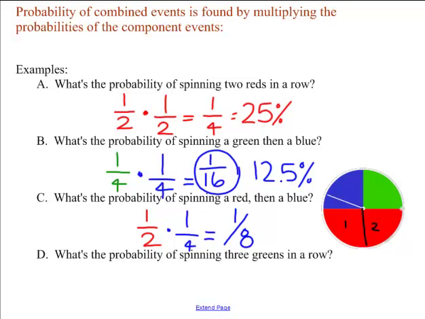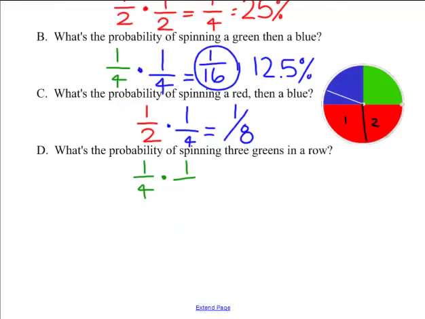D, what's the probability of spinning 3 greens in a row? Well, the probability of getting 1 green is 1/4. The next green is still 1/4. And then the green after that is still 1/4. So if you multiply 4 times 4 times 4, we end up with 1/64th chance of getting 3 greens in a row. It's a pretty small chance, which makes sense when you think about it. Landing 3 greens one right after another when it only takes up 1/4 of the space is not very likely.